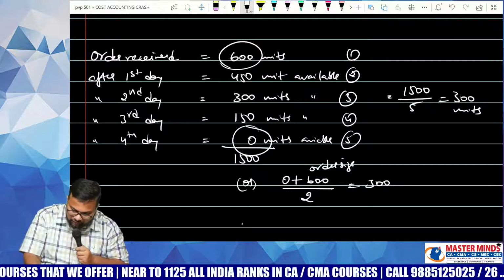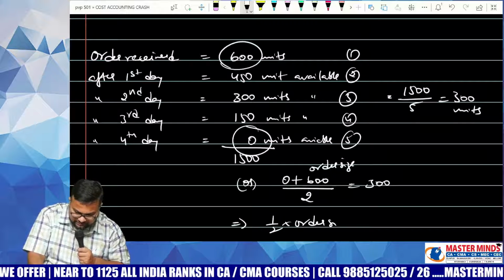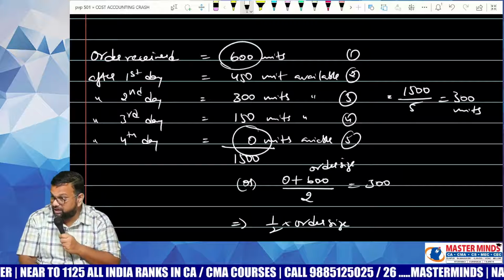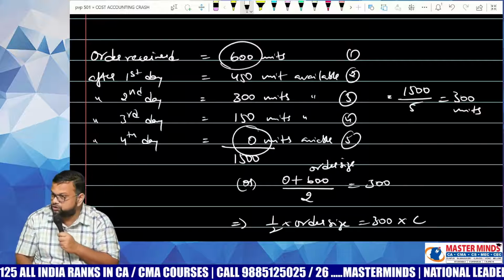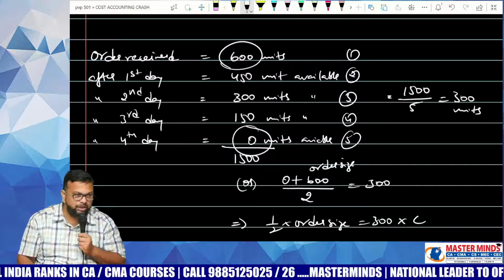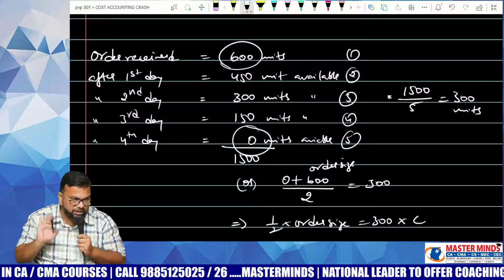So ultimately, what will be the formula? Half into order size. So you will get 300. To that 300 units you will multiply the carrying cost per unit per annum. Then you will get total carrying cost per annum. Am I clear? I hope you got the meaning of it now.